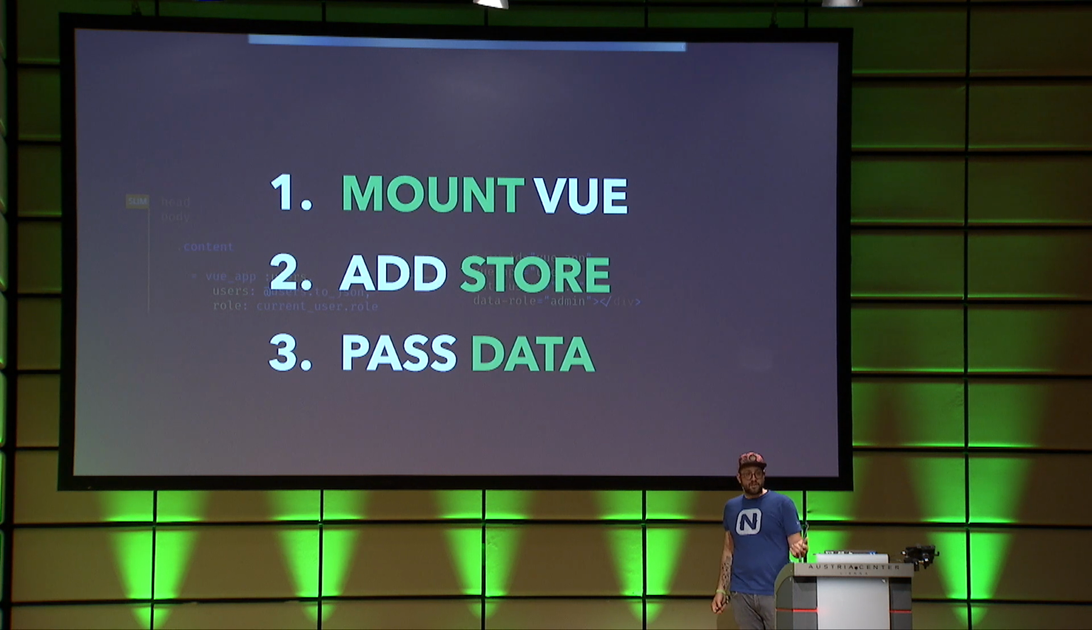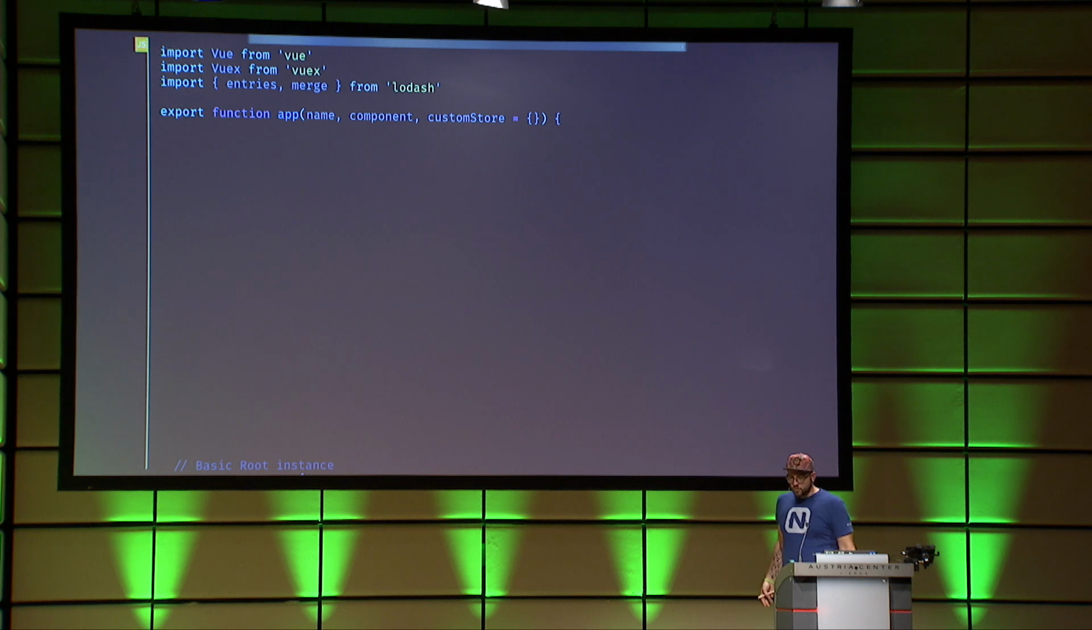So all that's left for us to do now with this little piece of code is we need to mount Vue, we need to add our store, and we need to pass in the data that we just assigned to it. So that's now the interesting part, so bear with me. What we did, we created an app function. The app function should be smart enough to build our application, mount everything accordingly, and take care of everything. So what we expect is the name of our application or the tag that we generated.